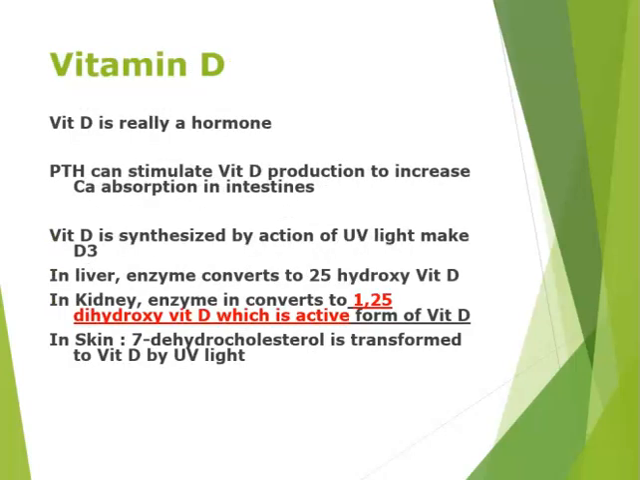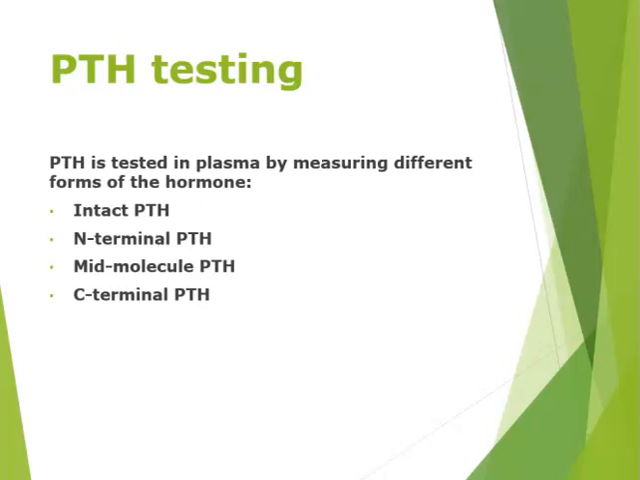Next, let's talk about vitamin D. Vitamin D is really a hormone. The parathyroid can stimulate vitamin D production to increase calcium reabsorption in the intestines. Vitamin D is synthesized by action of UV light to make D3. Different forms of vitamin D are produced in different areas of the body, such as the liver, the kidneys, and the skin. So now let's discuss parathyroid testing.